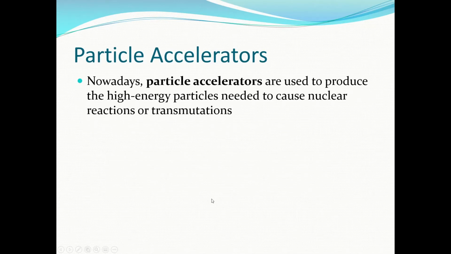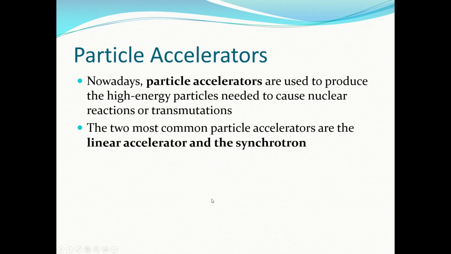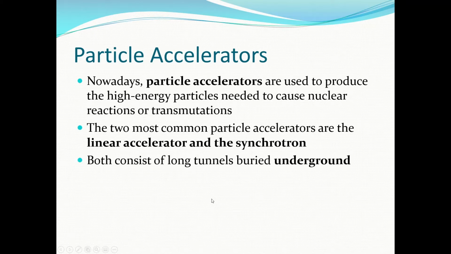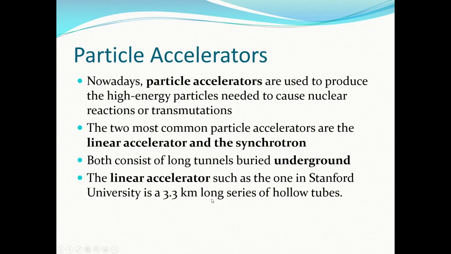Nowadays, particle accelerators are used to produce the high energy particles needed to cause nuclear reactions or transmutations. There are two types of accelerators: linear accelerators, which go in a straight line, and synchrotrons, which travel in a circle. Both consist of long underground buried tunnels. A famous linear accelerator, the one at Stanford, is 3.3 kilometers long.